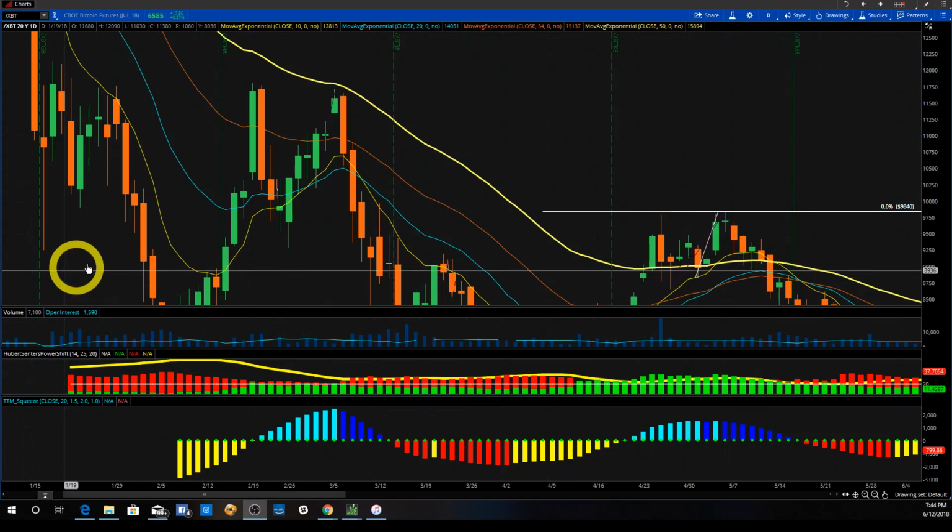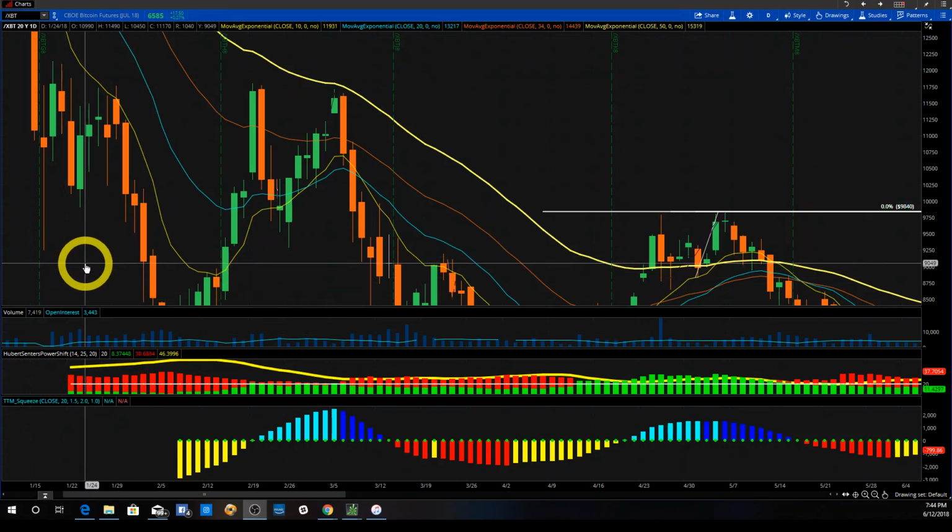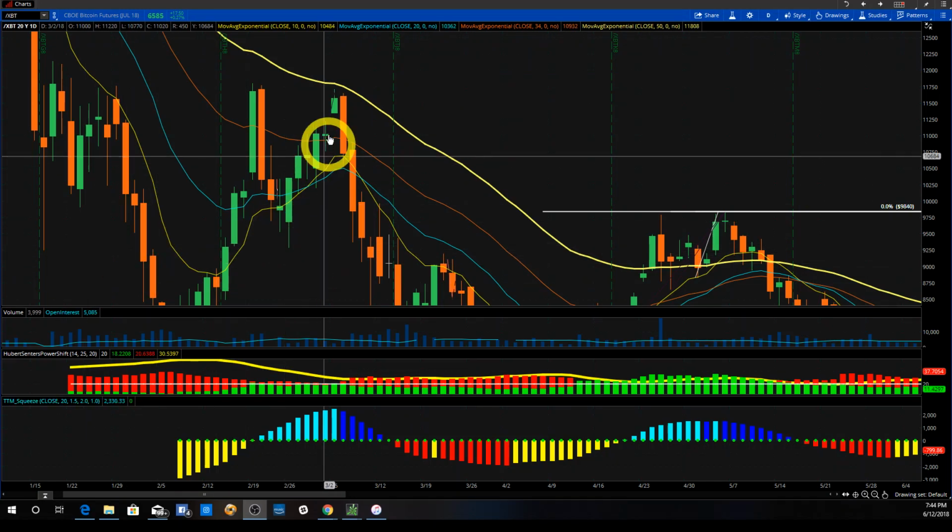Okay, so in this chart, I'm going to talk about gaps and what they mean and where they come from, why they happen, and the importance of them. So basically, gaps are areas in a chart where there is no trading activity. And so what I'll do is I'll come up here and take a look at this Chicago Mercantile Exchange daily chart of Bitcoin futures.